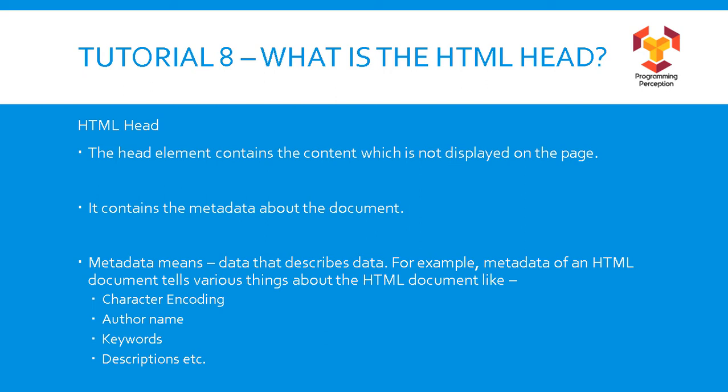For example, metadata of an HTML document tells various things like character encoding. You have already seen that meta charset element, the same element, character encoding, author name, the person who created the document, keywords, the important words through which you are going to search this particular page, and description, which tells many more things about the page itself. So there can be plenty of other information about the metadata.